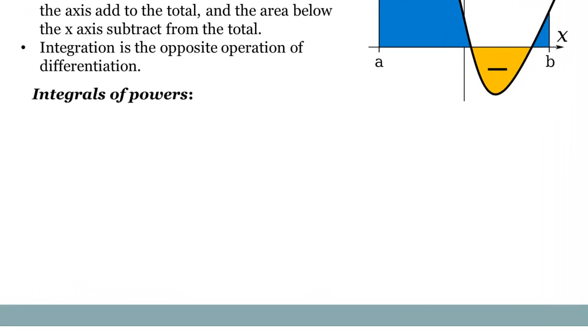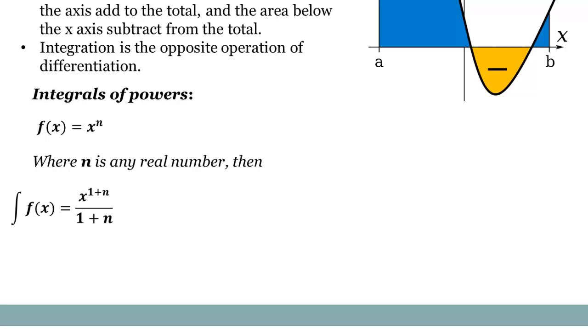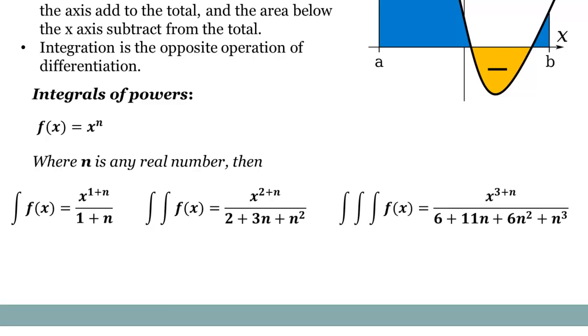So, integrals of powers, again. If you have a function f of x equals x to the n, where n is any real number, then the integral of f of x equals x to the n plus 1 over 1 plus n. If we integrate again, we're going to get x to the 2 plus n over 2 plus 3n plus n squared. And if we integrate for the third time, we're going to get this expression.